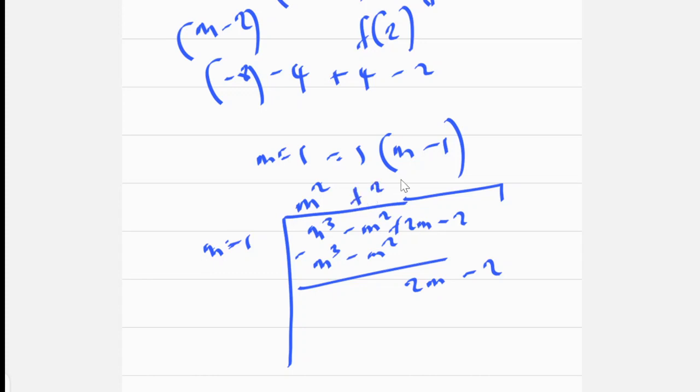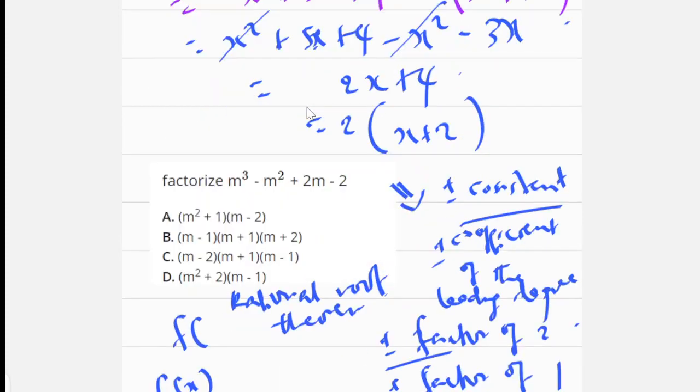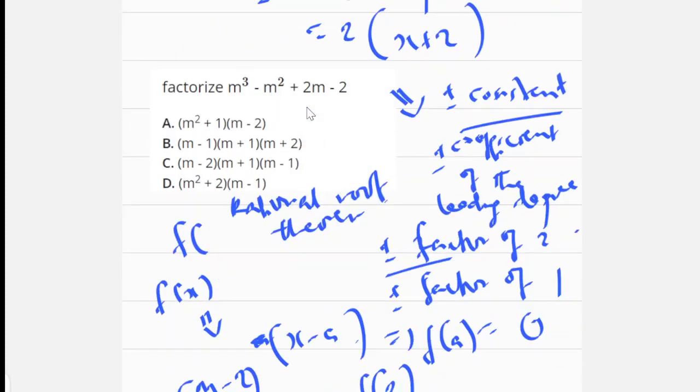That is plus 2. I hope you understand now. So plus 2, that is 2m minus 2. If you subtract, this is going to give you 0. So then I'm going to have that m cube minus m squared plus 2m minus 2 is the same thing as what? m minus 1 times m squared plus 2. So the result is D.